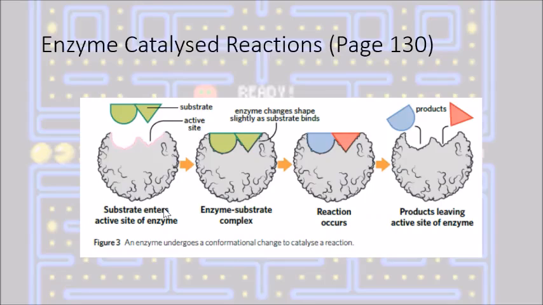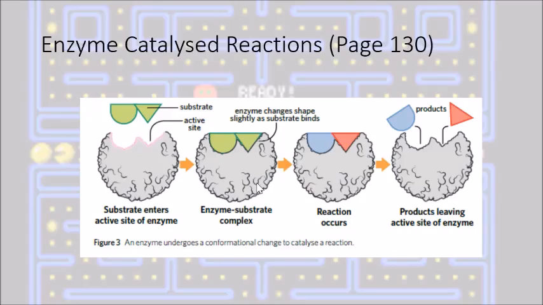So on page 130, it goes into what is actually going on with an enzyme catalyzed reaction. Basically, you've got your enzyme with its active site exposed. The substrate comes in and binds to that active site. Now, typically what an enzyme does, it'll slightly alter the position of the substrate or just twist it in such a way that the bonds that are holding the substrate together are more easily broken.